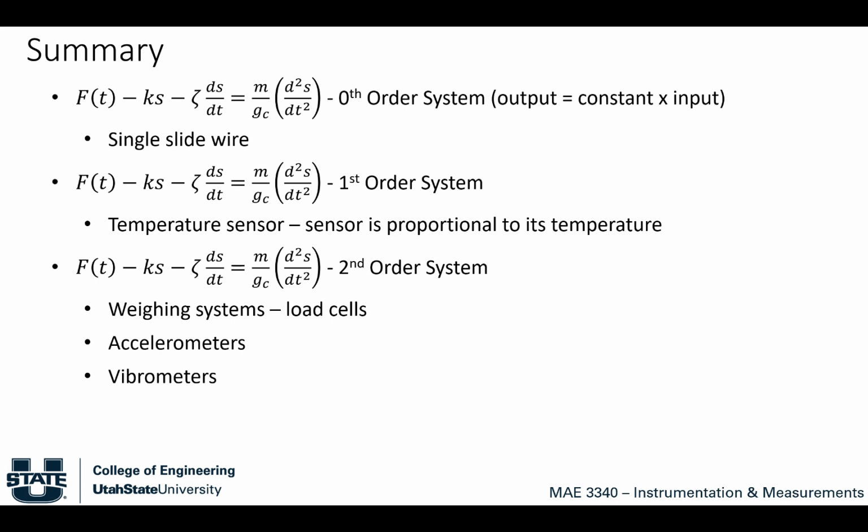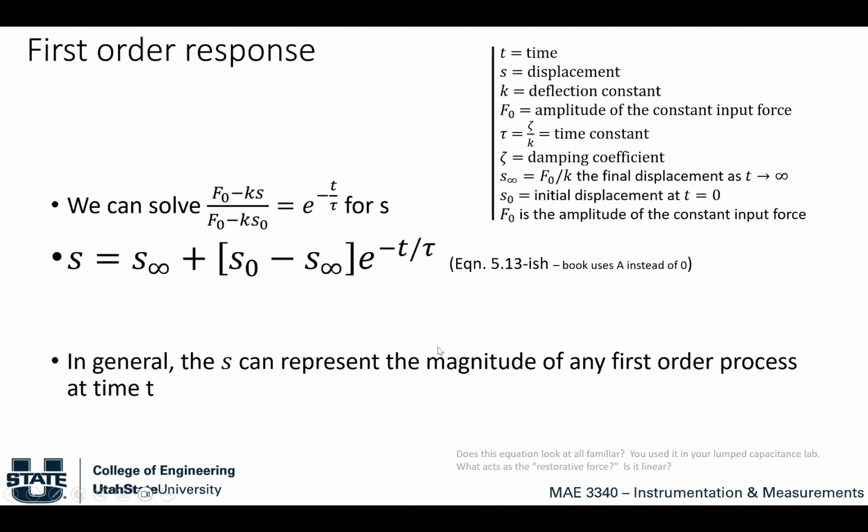So in summary, we've got a single slide wire, like a resistor that's sliding across a variable number of coils, or a potentiometer. Then we have the first order system, which can be similar to a temperature sensor, where the sensor response is proportional to its temperature. And then a second order system would be like weighing systems like load cells, accelerometers, and vibrometers. These are going to be some of the equations that we walk through, so you can see some of the things that we were able to cancel out going through those. First order response: I've got all the variables lined out here.